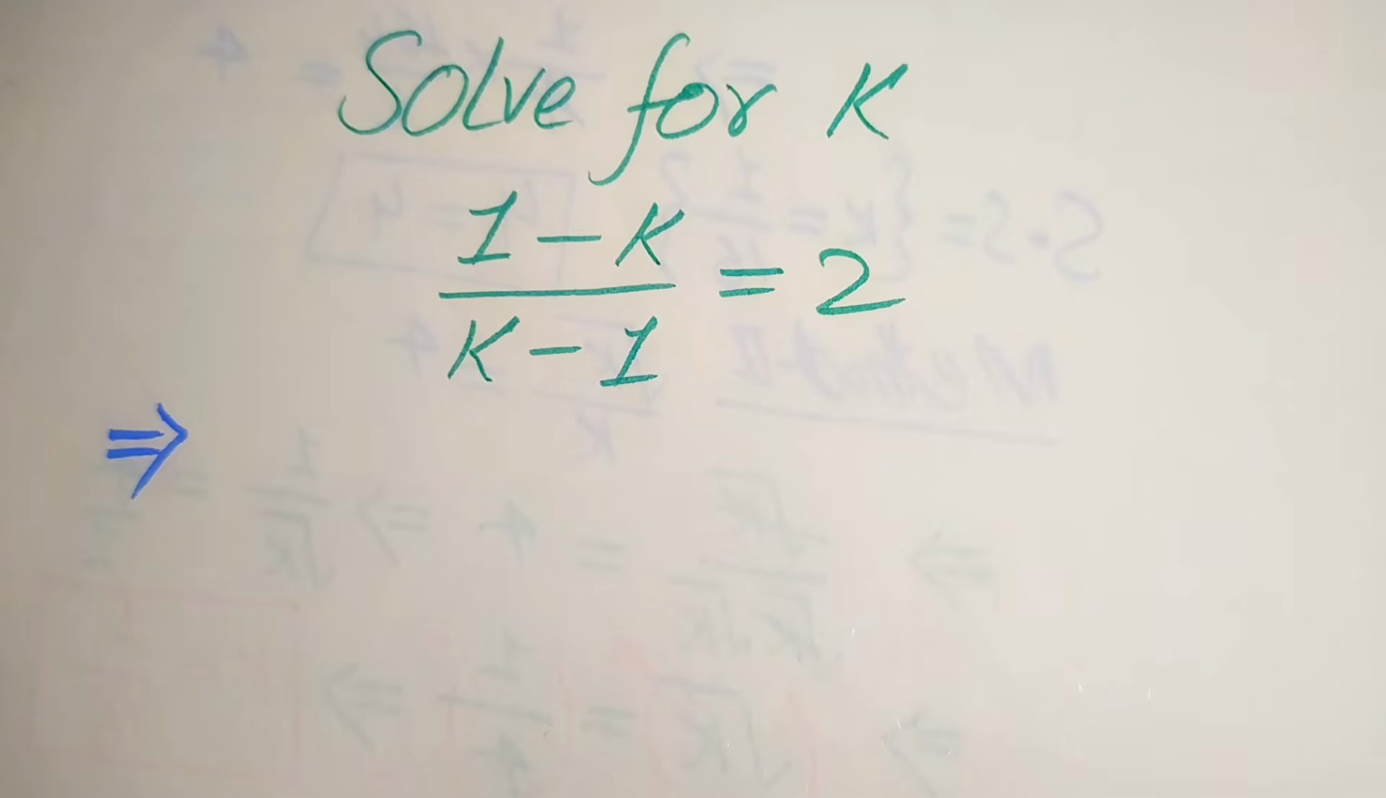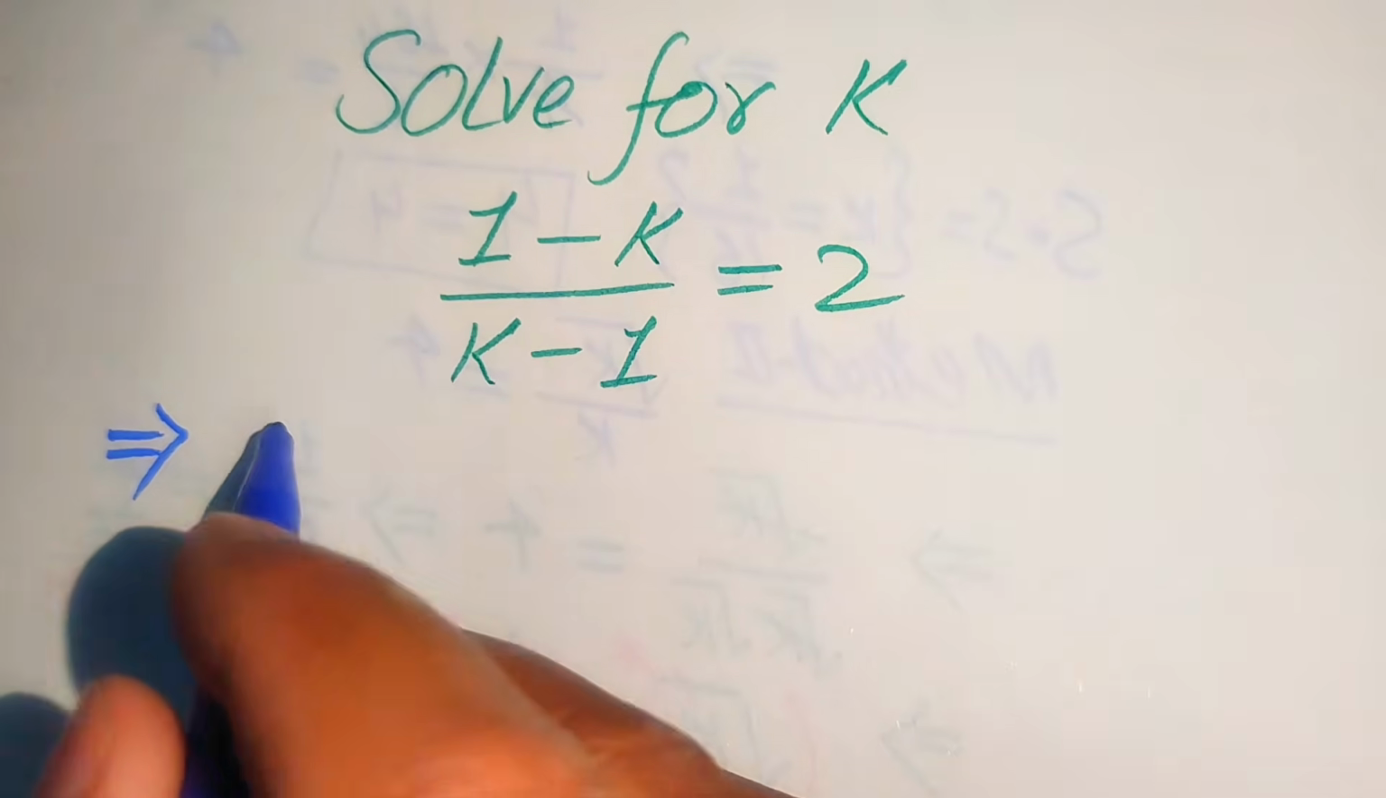So here we have (1 - k)/(k - 1) = 2, and we solve this problem for all the values of k. First we need to find all the roots of this equation, and at the last we will verify which of the roots are solutions and which of the roots are extraneous roots. Further, we solve this problem with two methods.